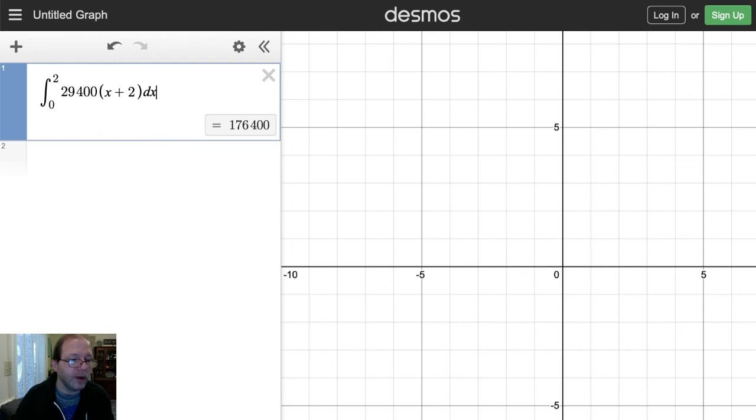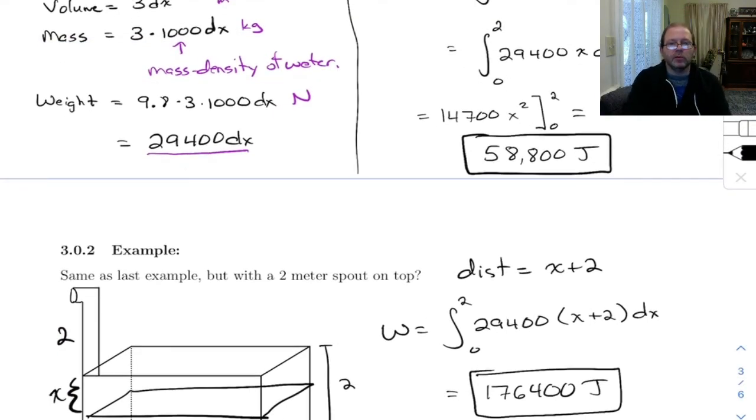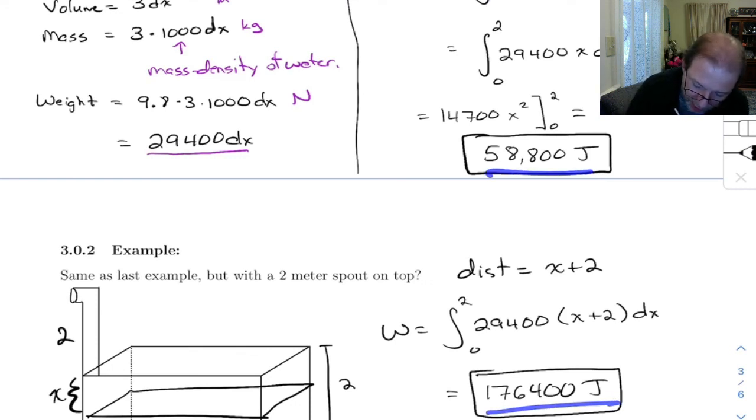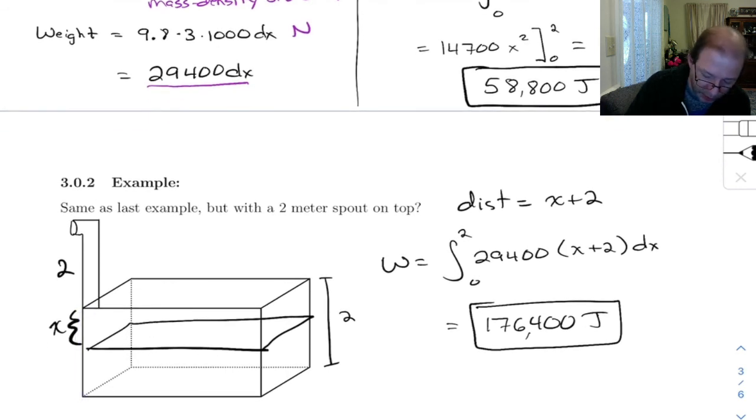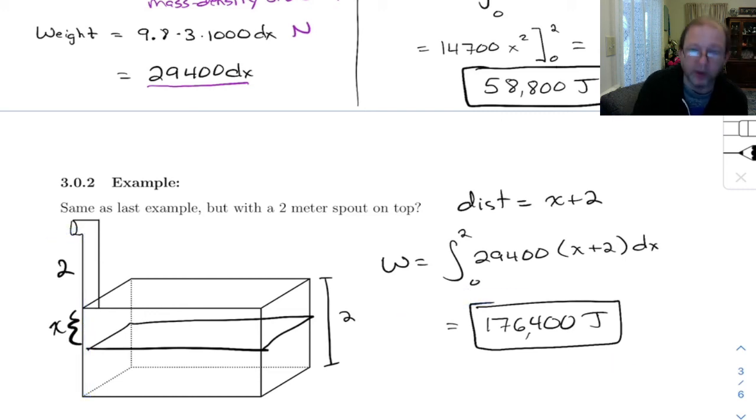Now, if we go back and compare these two, that's a lot more than the previous one. This is a much bigger amount of energy than that. And that makes good sense because on this example up here, we were pumping the stuff just to the top of the tank. Whereas on this example down here, we're pumping all that stuff up 2 additional meters. So it makes good sense that this is bigger than the other one. All right, we'll pick up in the next video.